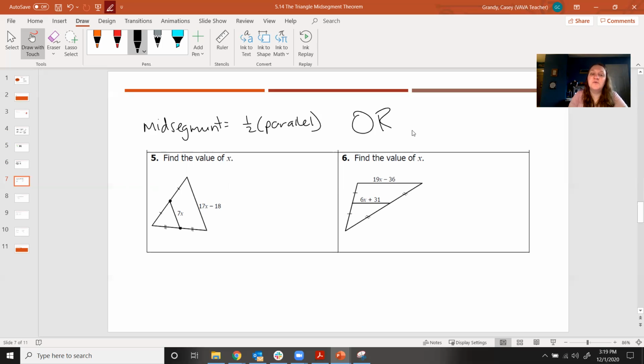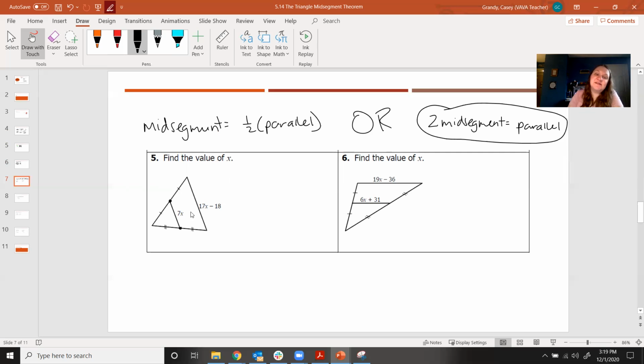Or you could multiply both sides by 2 and say that 2 times the mid-segment is equal to the side that it's parallel to. Both are right. This equation just multiplies both sides here by 2. It gets rid of the 1/2 for you, and then just makes a 2 out here. You can use whichever one you want. Personally, I like to use this one because I don't have to deal with the fraction.